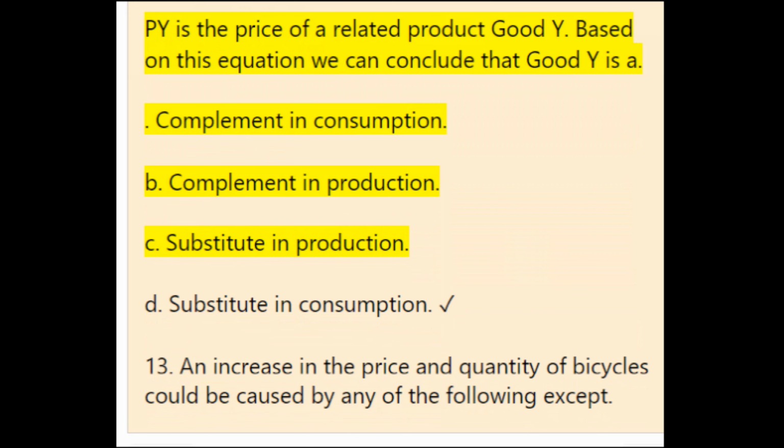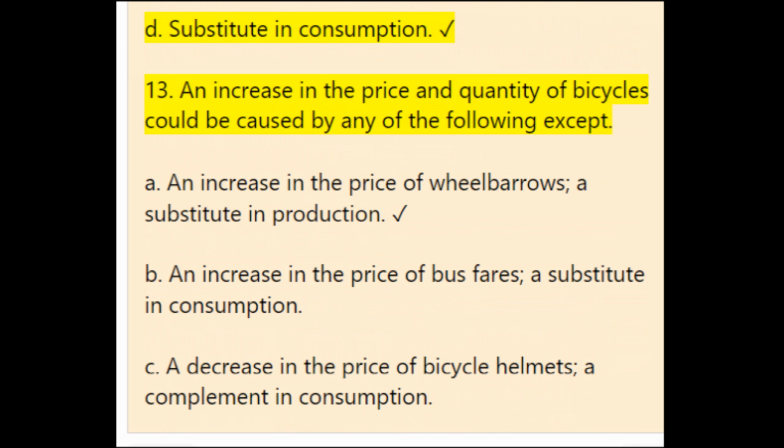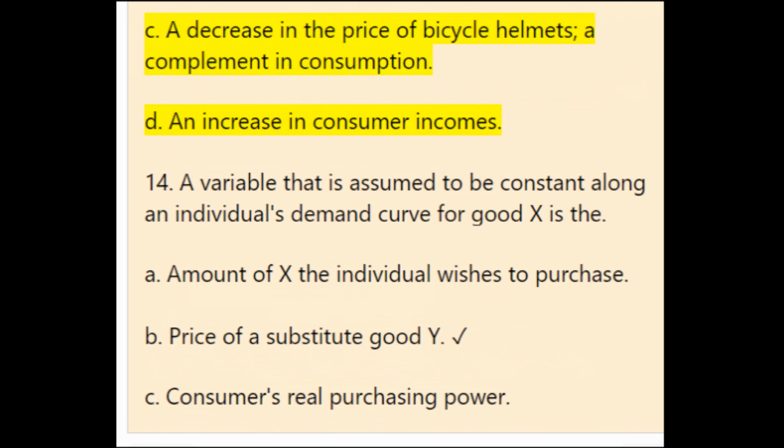Substitute in production. D. Substitute in consumption. 13. An increase in the price and quantity of bicycles could be caused by any of the following except A. An increase in the price of wheelbarrows, a substitute in production. B. An increase in the price of bus fares, a substitute in consumption. C. A decrease in the price of bicycle helmets, a complement in consumption. D. An increase in consumer incomes.